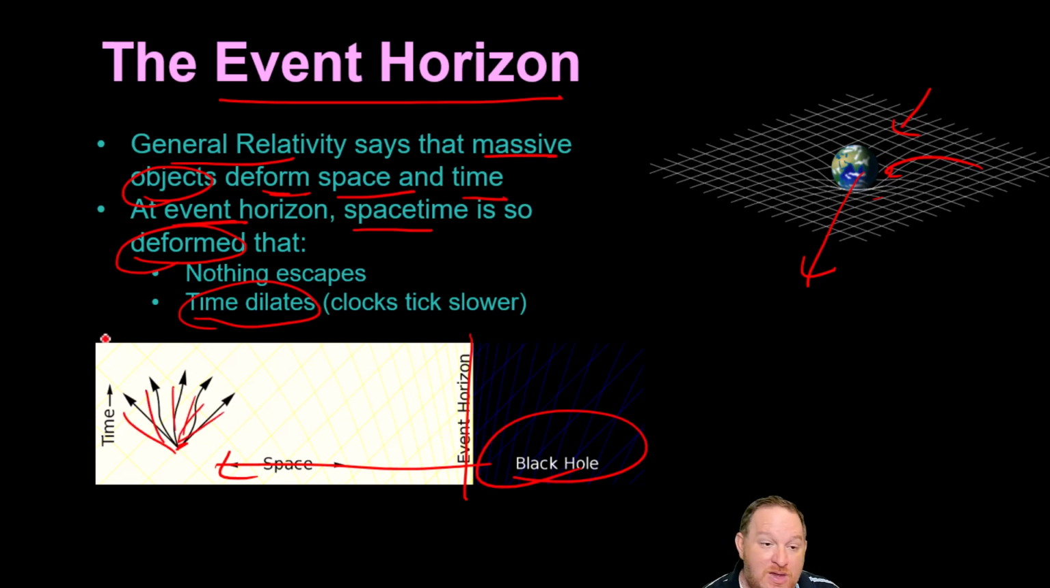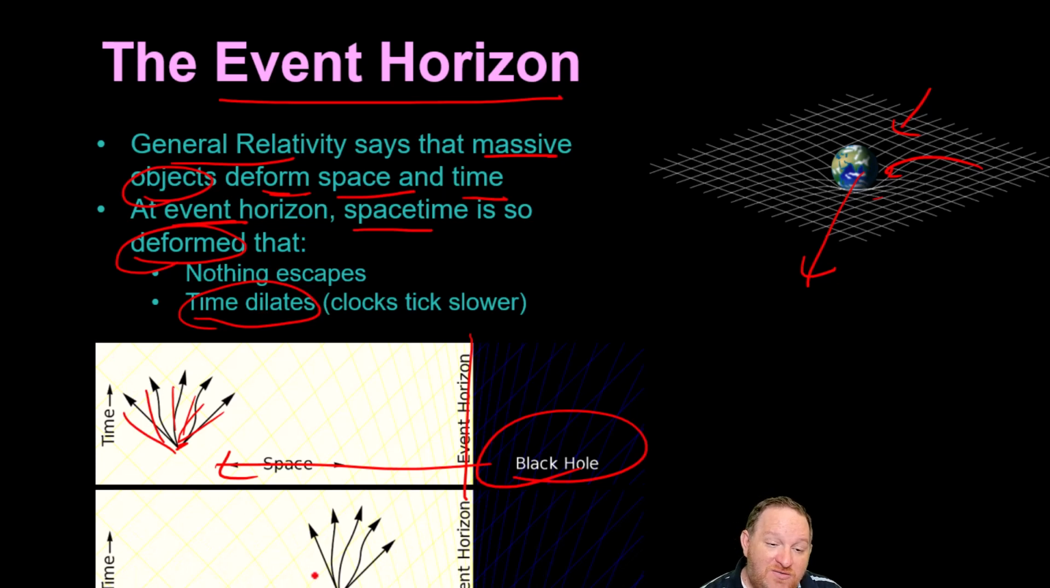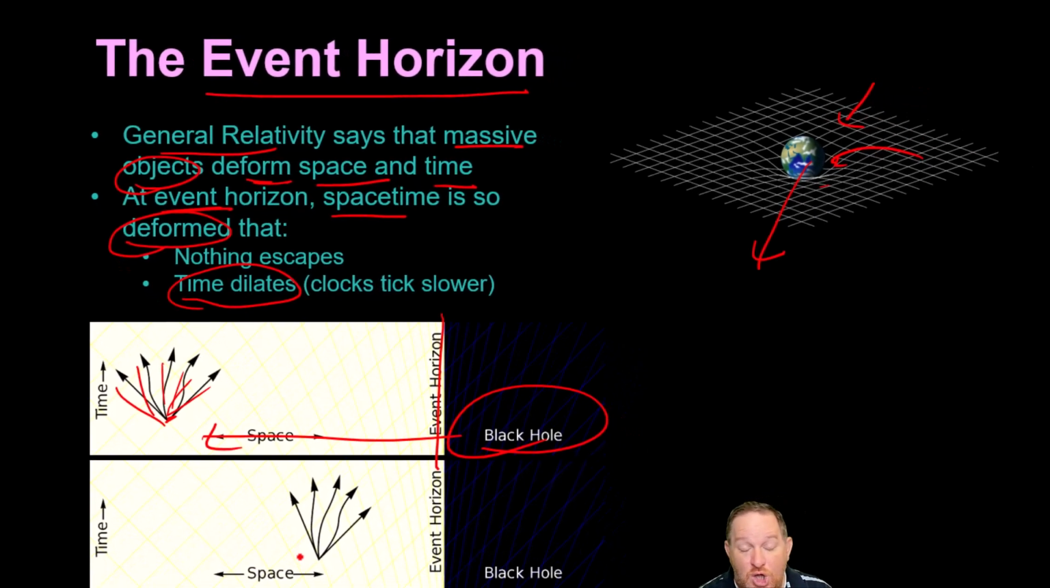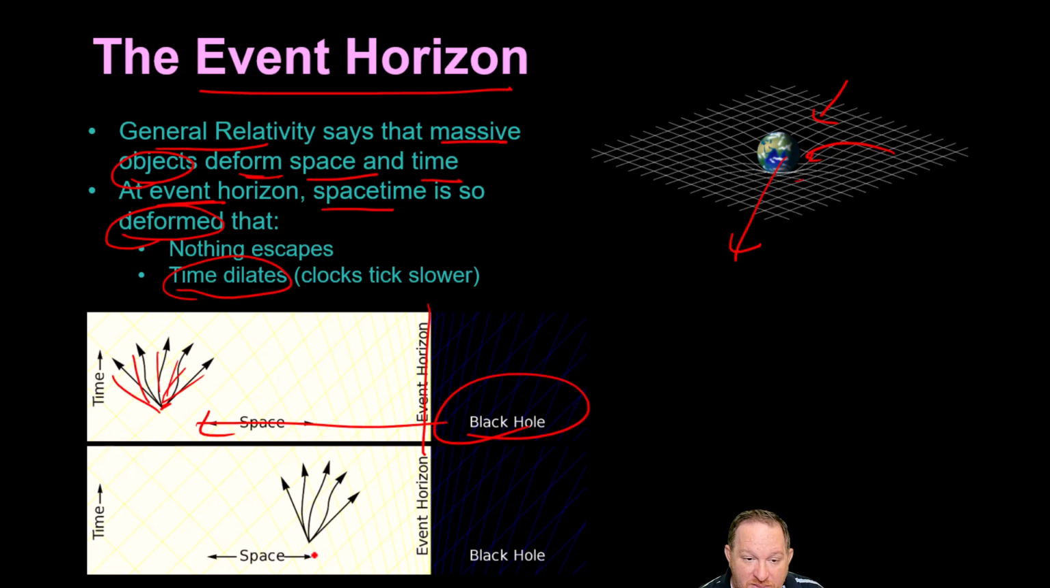Now, the farther we get, or the closer we get to the black hole, notice that light can still get away, but notice that most of these are now pointing towards the black hole.